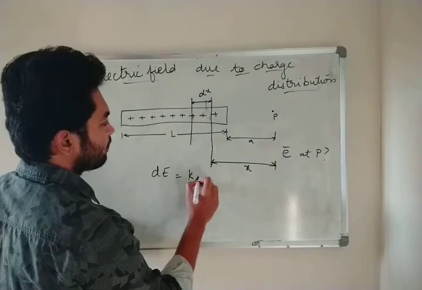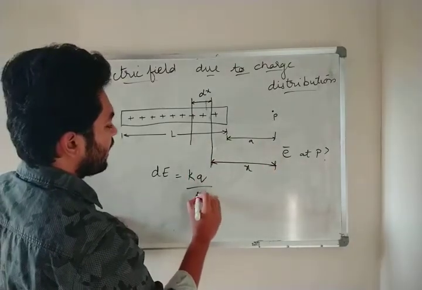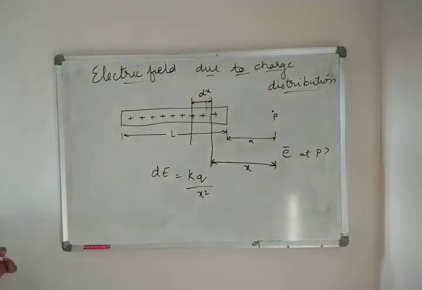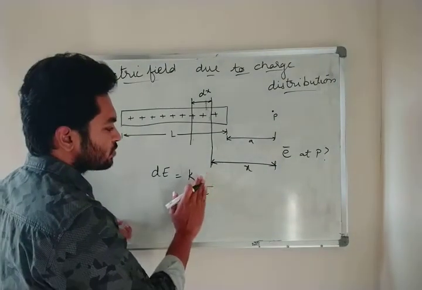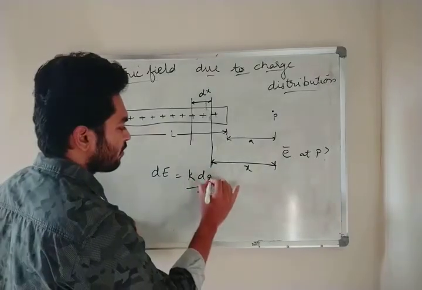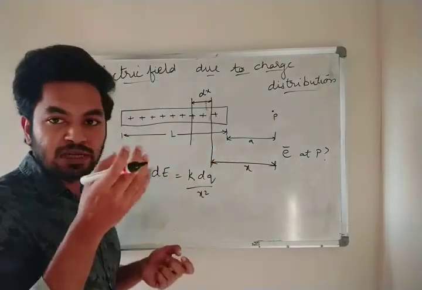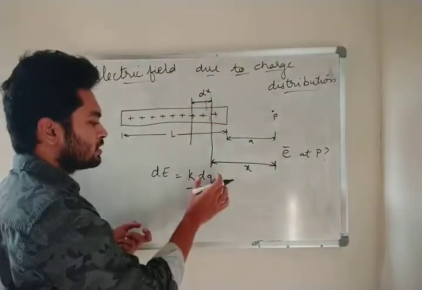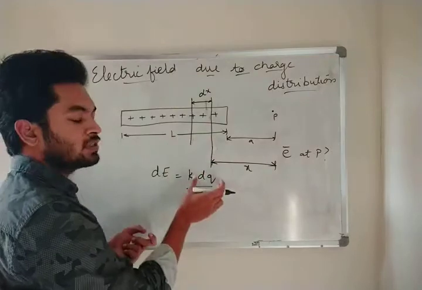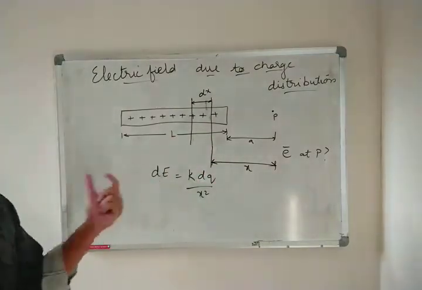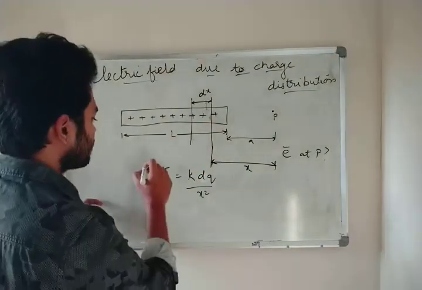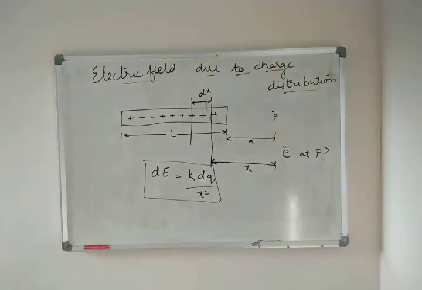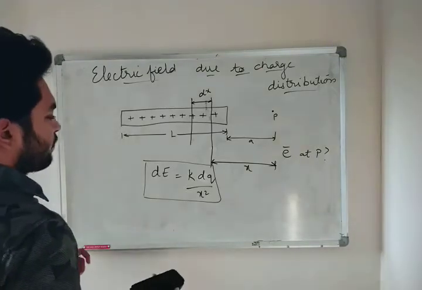So dE is k q by x square. Distance is x square. So that is your distance. And one more thing, here charge is also not q, it is dq, because we are considering a small element. So small distance dx, small charge dq, and small electric field due to this dq is dE. Clear? So this is our electric field. Now how to calculate the electric field over there? Note it down.